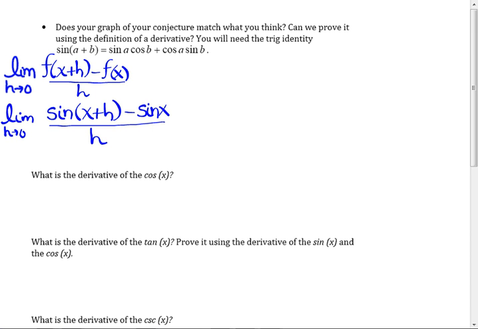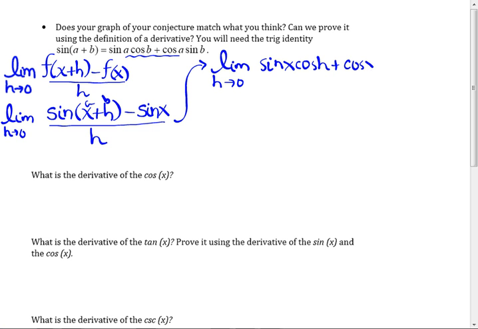Because on the exam, you don't remember the identity for that. Did you ever do this identity in pre-calc? I don't know. You might have, you might not have. Okay, well, that causes a problem. Now, you don't have to know it for the exam. You used to have to, but not anymore. But I'm just going to expand sine of x plus h. Here's the a, here's the b, using this little formula. So it's the sine of x cosine of h plus cosine of x sine of h, minus the sine of x, all over h.